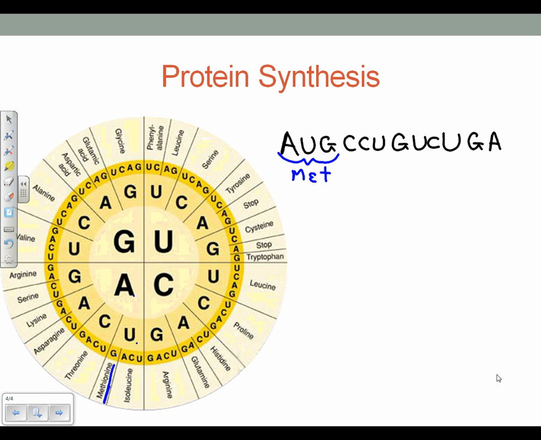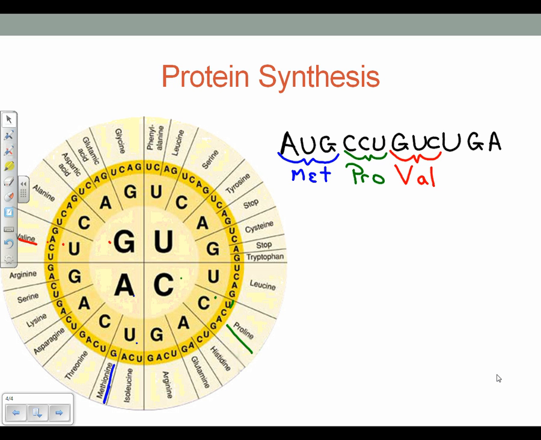Now let's look up CCU. Our first one C, second one C, and U, which gives us proline. So we'll say PRO. Next codon is GUC. So let's see, we have GUC, which gives us valine.